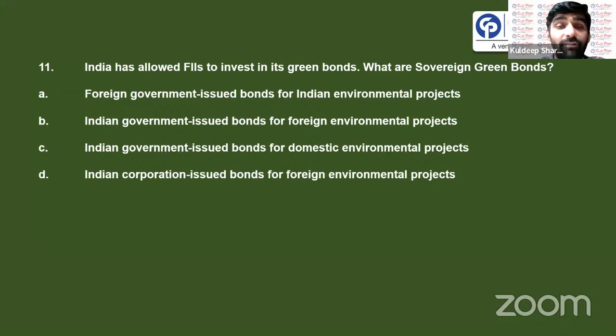Next, India has allowed FIIs to invest in its green bonds. What are sovereign green bonds? So sovereign green bonds are actually Indian government issued bonds for domestic environmental projects. So again, if you will look at the text in context page, sovereign green bonds have been explained. In a very self-explanatory type article, you would read it and you would be able to understand it also.